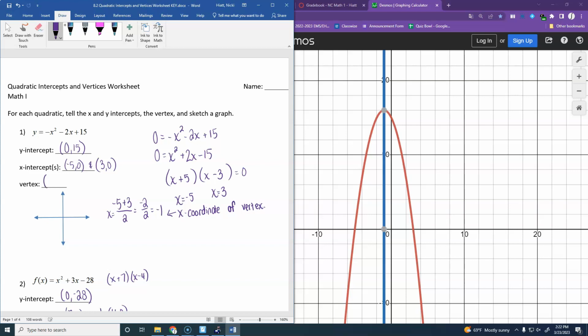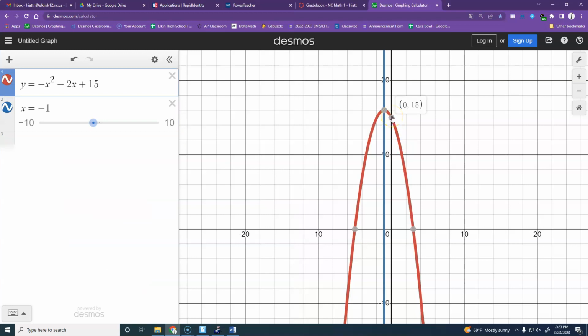All right, so for my vertex, I know my x-coordinate is negative 1. Now, if I know the x-coordinate of my vertex, there is a way for me to find the y-coordinate of this vertex. Anybody know what I can do there? Savannah? It is not 15. 15 is our y-intercept, which is right here. This one's slightly higher. You would not have this to look at to know it's 16, but it's a little bit higher.